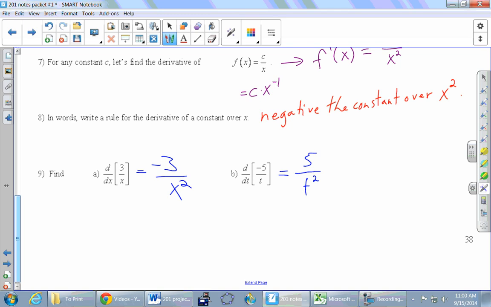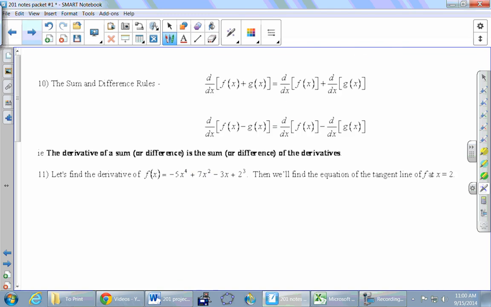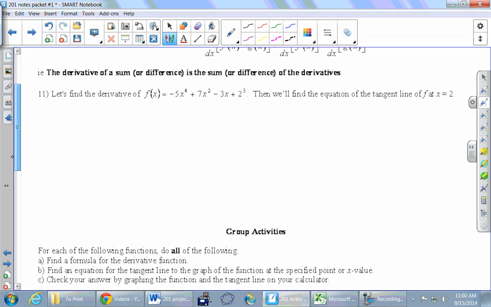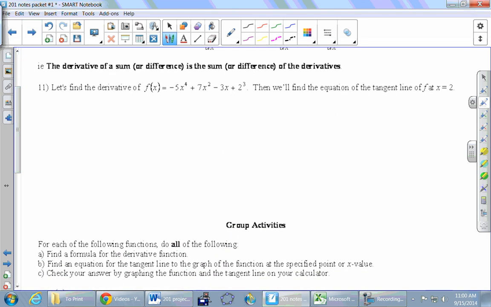Next page starts with a couple of rules that look really complicated, but they're quite nice actually. We'll look just at the first one. It says the derivative of the sum of two functions is really the sum of the derivatives of the two functions separated. So this says when you're going to take a derivative of a sum, you can just completely separate the two functions, take their derivatives individually, and then add them up at the end. So let's take a look at 11. It says find the derivative of this function, and then we'll find the equation of a tangent line.